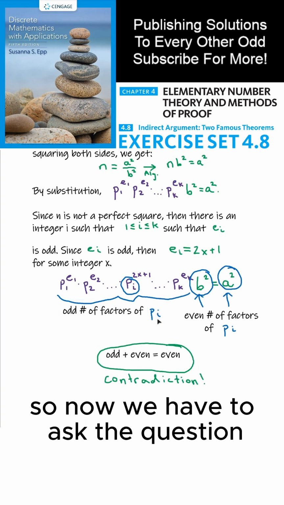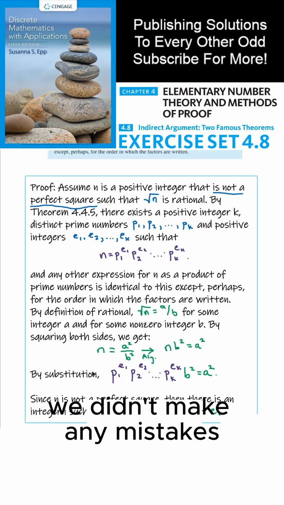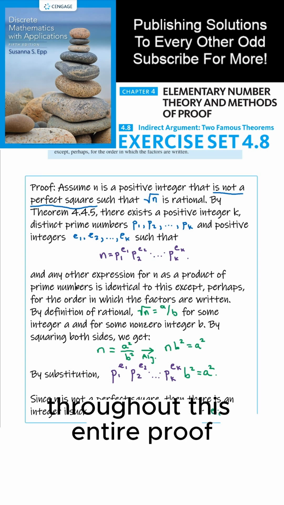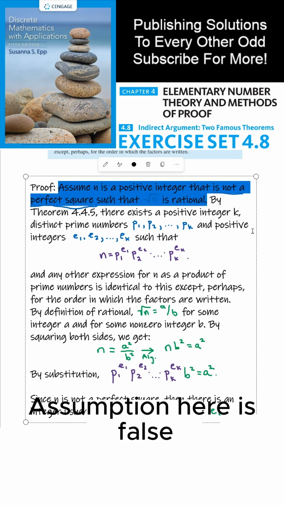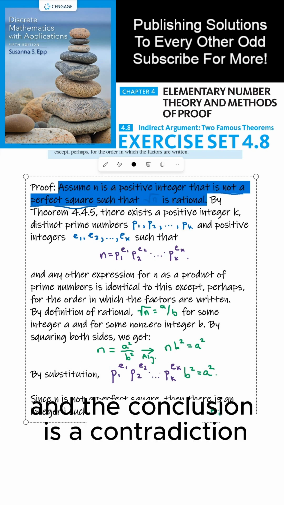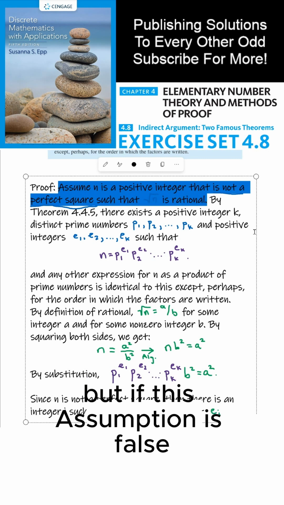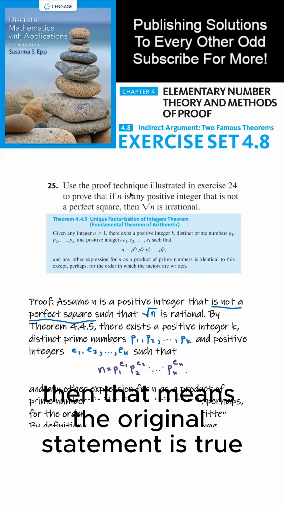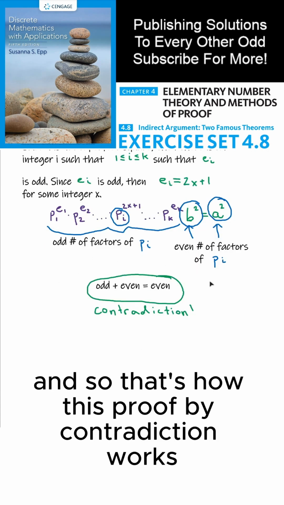So now we have to ask the question, what did we contradict? Well, everything here is valid. We didn't make any mistakes throughout this entire proof, and so that must mean that our original assumption here is false. Since everything past this assumption is valid and the conclusion is a contradiction, then that must mean that this assumption is false. But if this assumption is false, then that means the original statement is true, since the original statement is just a negation of the assumption. And so that's how this proof by contradiction works.